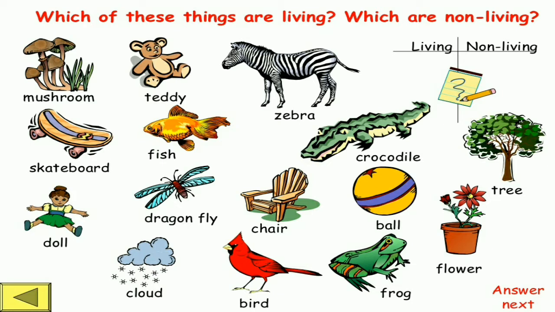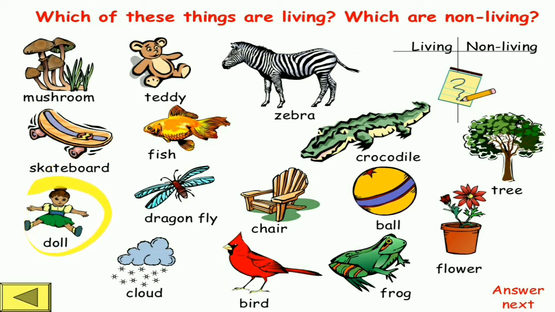Then we can see here a crocodile is also a living thing because a crocodile can move and can eat. Then a tree is also a living thing because a tree can grow. Flowers are also living things because a flower can grow and breathe. A frog is a living thing, a bird is also a living thing, a dragonfly is a living thing, and a fish is also a living thing because they all move, they all breathe, and they all eat. So they all are living things.